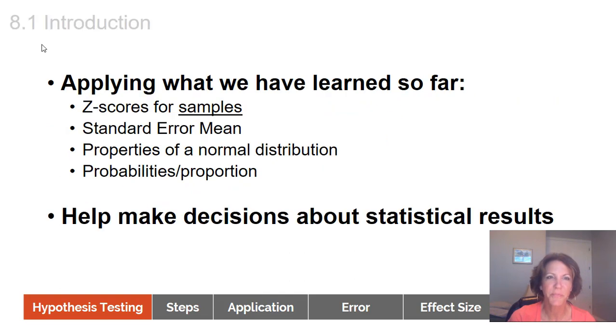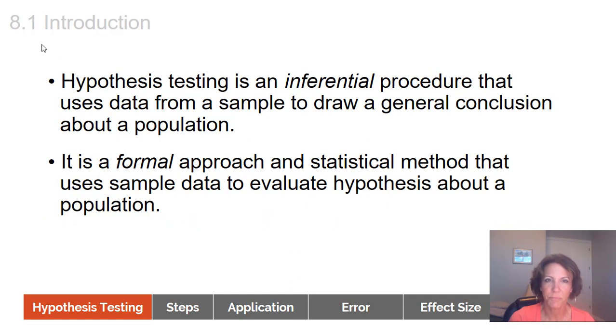So here we go. When we're doing hypothesis testing, we're actually applying a lot of what you've already learned so far. We've talked about z-scores for samples and standard error of the mean, the properties of the normal distribution, and probabilities and proportions as they apply to the normal distribution. So you're going to be just using a lot of the concepts that you already know. And these concepts are going to help us to make decisions about statistical results.